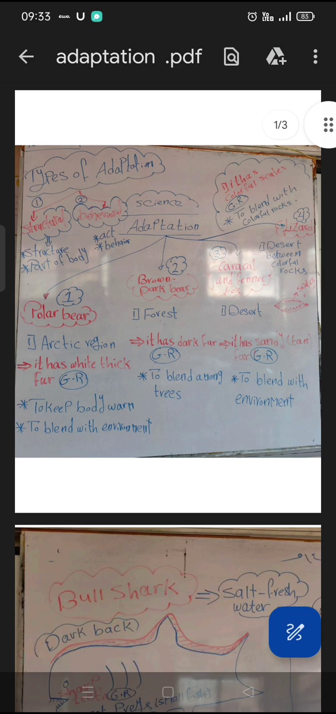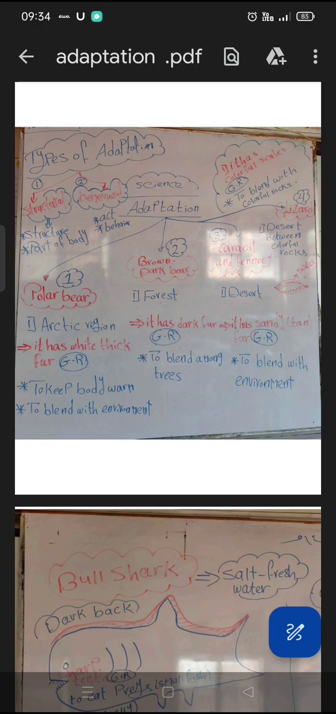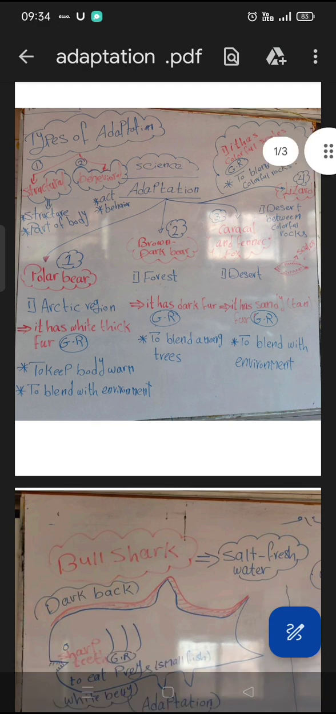Okay. Now we will talk about some examples of animals in different habitats or different environments. For each animal, I will talk about the habitat and the adaptation, behavioral or structure adaptation. Okay, the first animal we have is the polar bear.